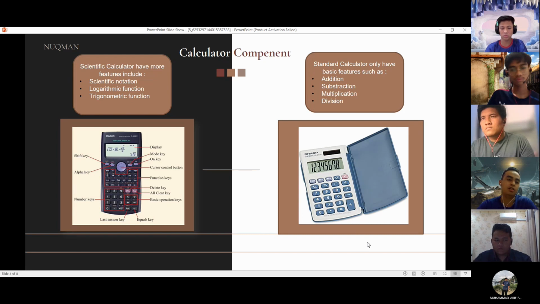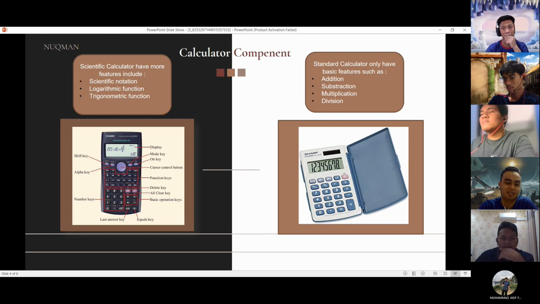For scientific calculator, it has more feature including scientific notation, logarithmic function, trigonometric function. For the scientific calculator, it has display, mode key, on key, cursor control button, function key, delete key, all clear key, basic operation key, equal keys, last answer keys, number keys, alpha keys, and shift key. This makes it easier especially for students to use in their study.